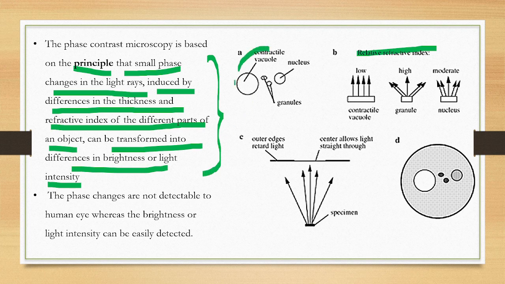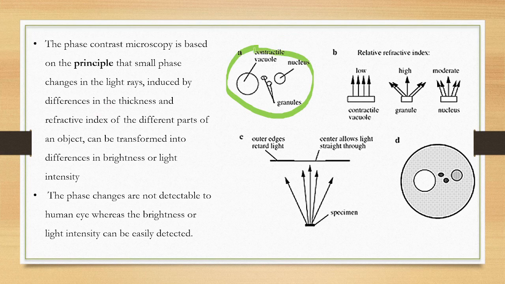Suppose this is a cell. You can see the contractile vacuole, granules, and nucleus. These differ in their thickness, and thus in their refractive index. Refractive index means the density of the different parts of an object. So they have low, high, and moderate refractive index: contractile vacuoles low, granules high, and the nucleus moderate refractive index.